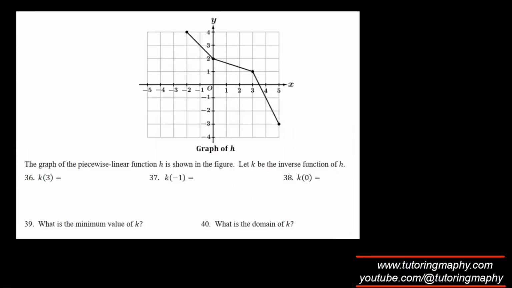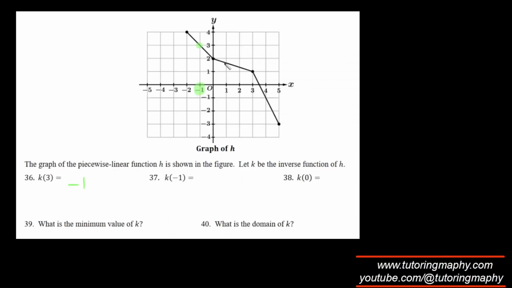Okay. The graph of a piecewise linear function, k is the inverse. Okay, k is the inverse, right? So what is k of 3? k of 3 is the corresponding x value when y is 3, right? Where is y 3? Here. So what is the corresponding x value? Isn't this the point that we are looking for? So the answer should be -1.